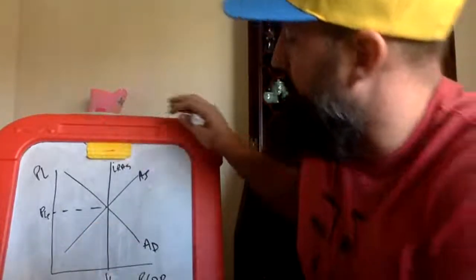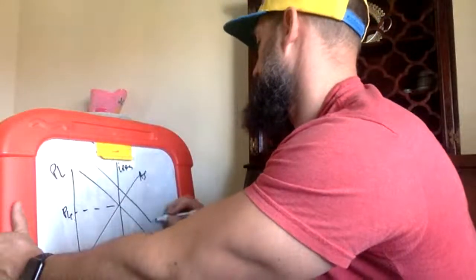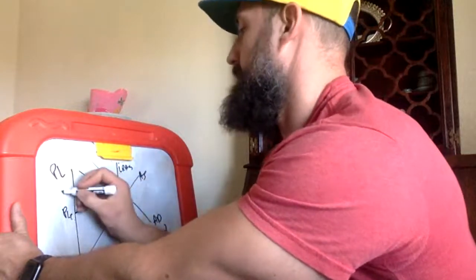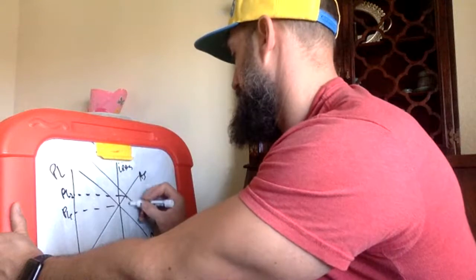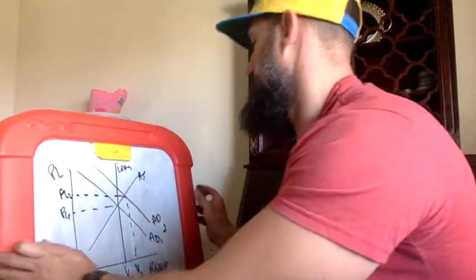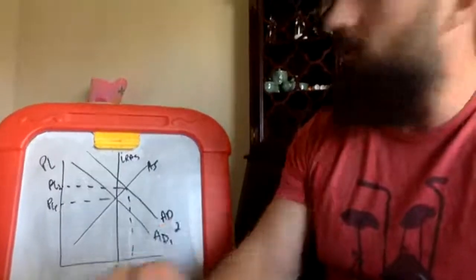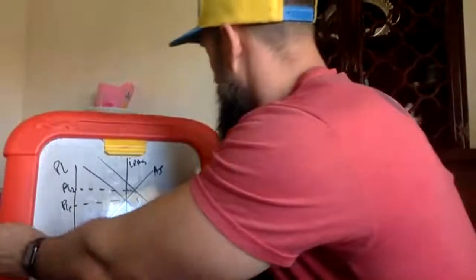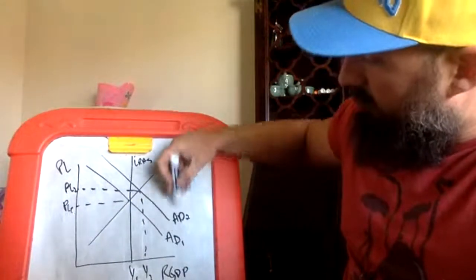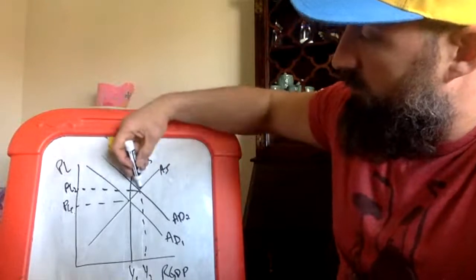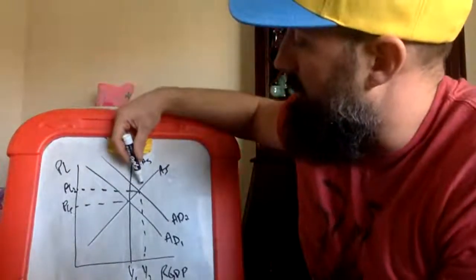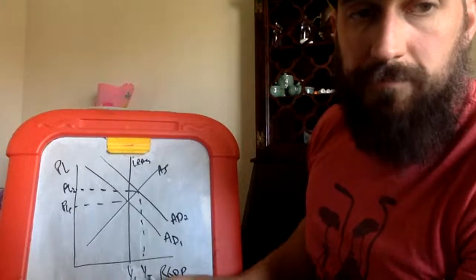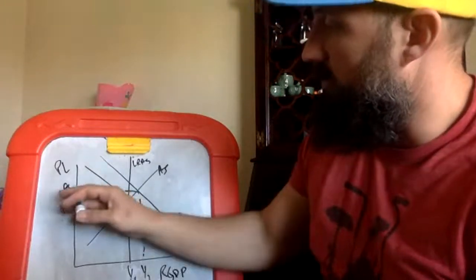So we would see this occur. We would shift our aggregate demand curve to the right, and that's labeled here. So we have AD1, AD2, this is our shift. Here's our new equilibrium point, which is a positive output gap. Price levels have increased, output has increased, and those are respectively labeled Y sub 2, PL sub 2.